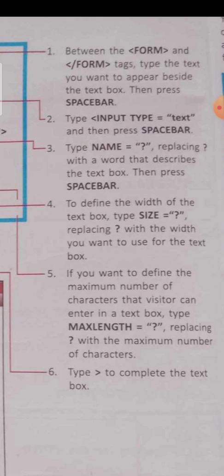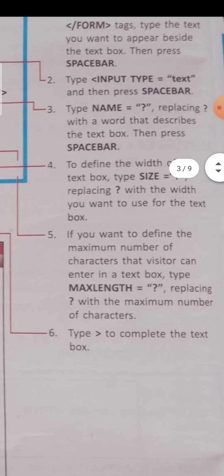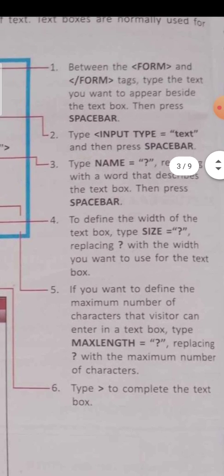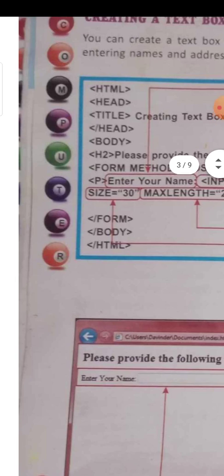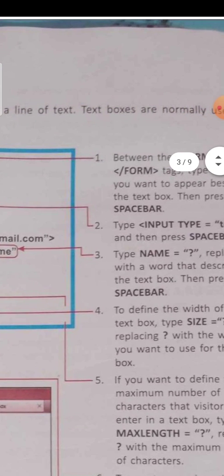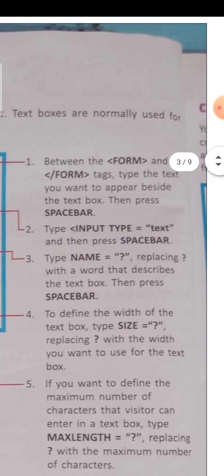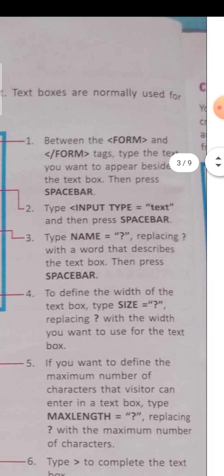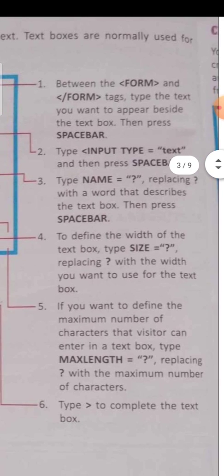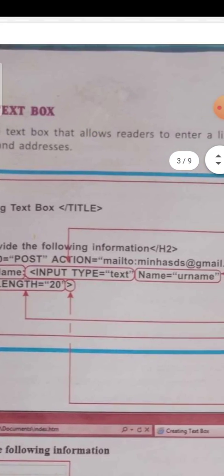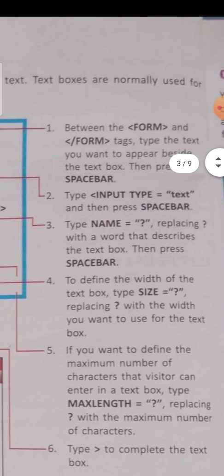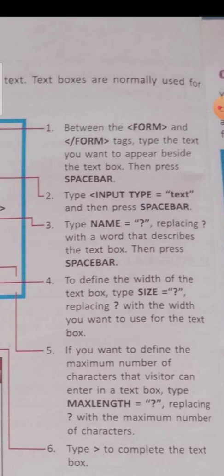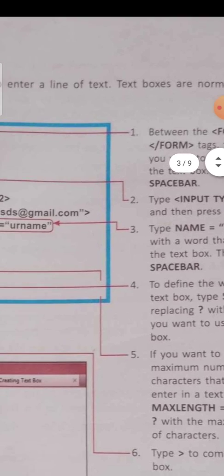So maximum is the maximum length you can enter into your form. And size equal to 30 basically defines the width of the text box. If you just want to define the width of the text box, then the size parameter should be used. To define the width of the text box, type size, and replace the question mark with the width you want to use for the text box.